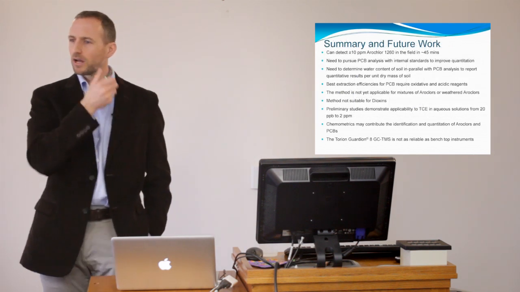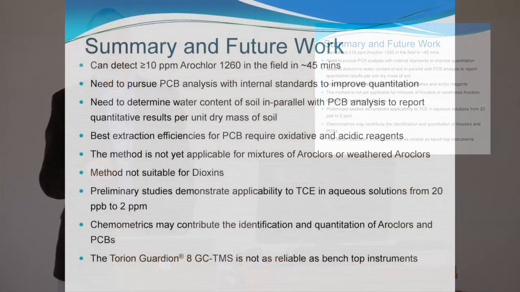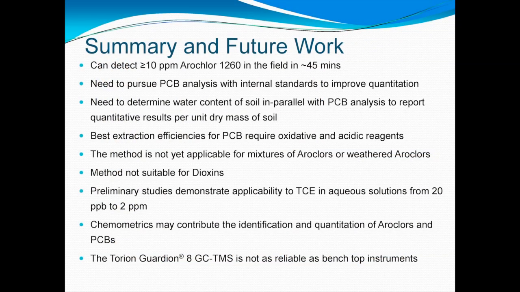So in short, just to summarize the developments we've done in the past couple of years here, we can detect down to about 10 parts per million, at least Aroclor 1260 in the field. So we've done an on-site demonstration of this instrument in less than 45 minutes, and that's from starting with the raw soil sample to the final result. We know we can identify other PCB Aroclors, but we have not yet tested the limits of detection for the other Aroclor mixtures. If this was going to be used, we'd need to investigate the use of internal standards a little bit more.